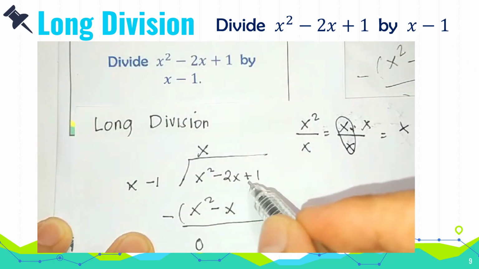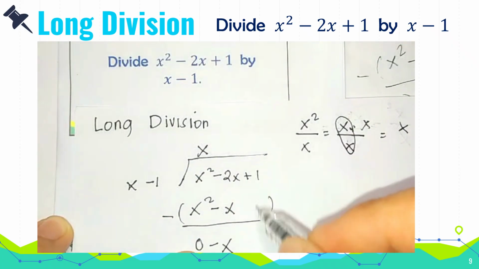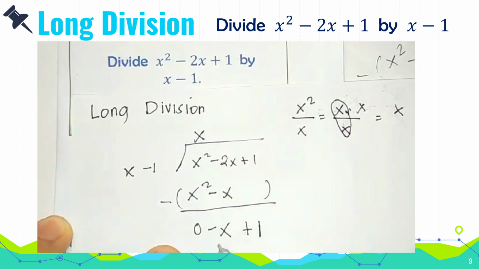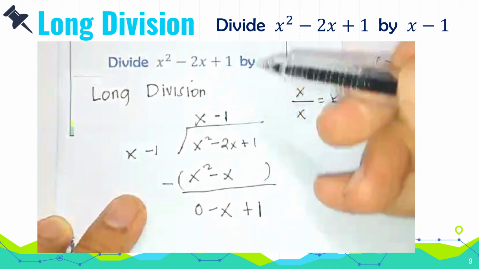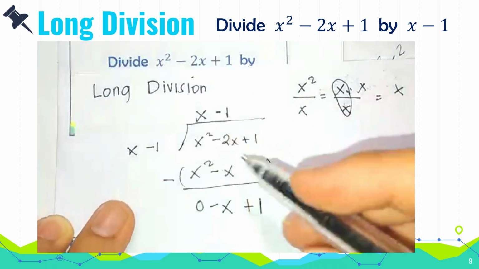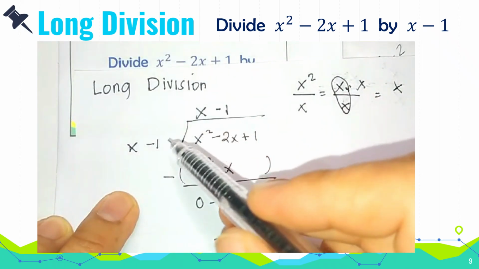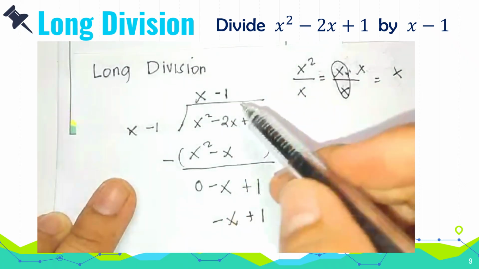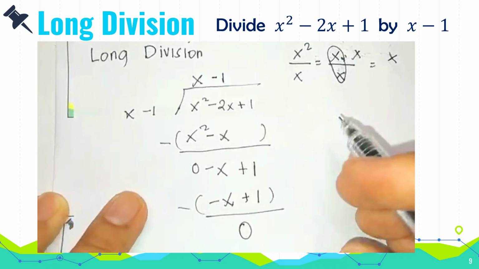2x minus x will give us negative x. Now bring down positive 1. What's left here? Let's proceed. Negative x divided by x will give us negative 1. Negative 1 times x will give us negative x. Negative 1 times negative 1 will give us positive 1. This will give us 0.